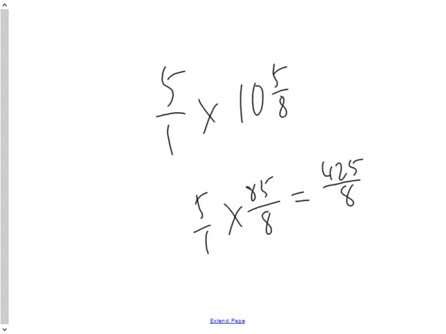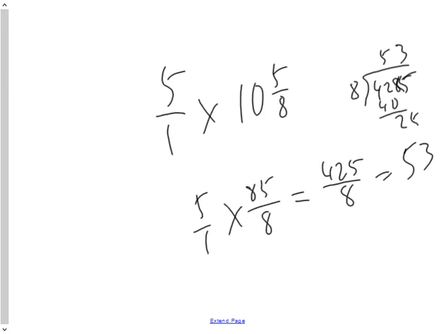How many 8s are there in 425? Well, 425 divided by 8 would be 5, which is 40. This is a 5, right? 2 and 5 would be 3, so it would be 53. And 8 times 53 is 424. So we have 53 and 1/8 left over. So the answer is 53 and 1/8. A lot of people had difficulty converting from improper to mixed for that one.